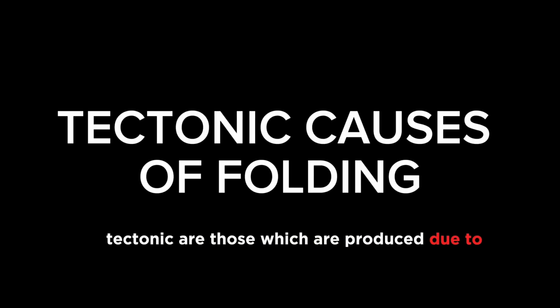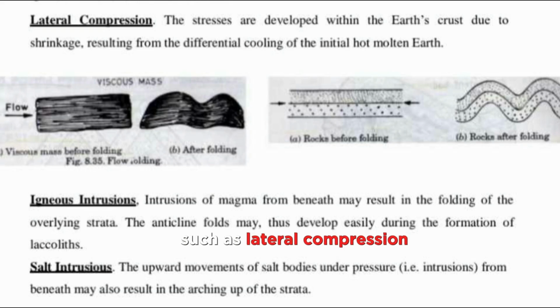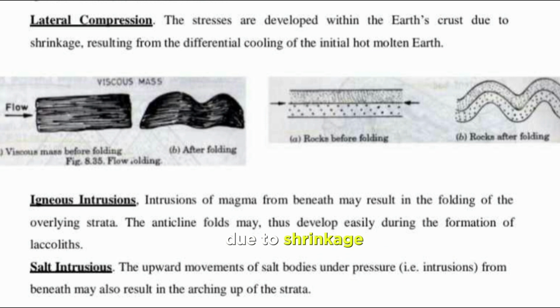Let us proceed to the causes of folding. Tectonic causes of folding. Tectonic causes are those which are produced due to the forces operating within the Earth's crust, such as lateral compression caused by shrinkage, igneous intrusions and salt intrusions. Next is lateral compression. The stresses are developed within the Earth's crust due to shrinkage, resulting from the differential cooling of the initial hot molten earth.